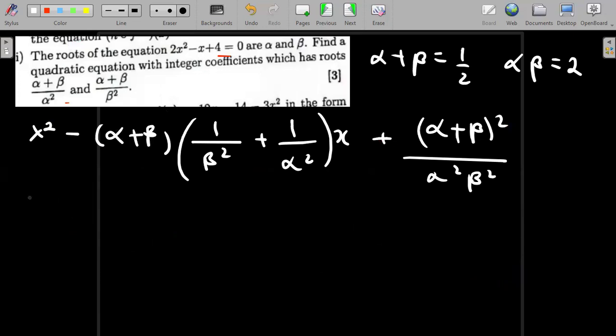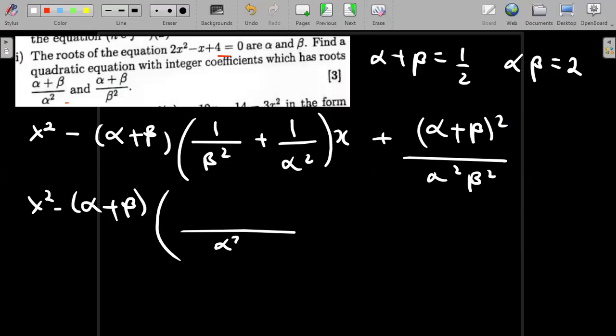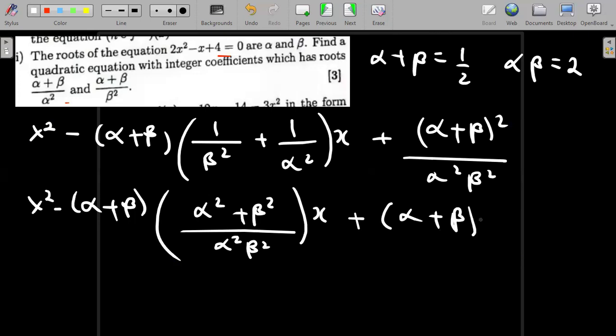Then I'll just have x squared minus alpha plus beta, and then making this part here into a single fraction, the common denominator is going to be alpha squared beta squared. Then on top, that's going to be alpha squared plus beta squared. Okay, then x plus x there. On the other side, I keep it the same: alpha beta squared over alpha squared beta squared. So I've made it into a single fraction.